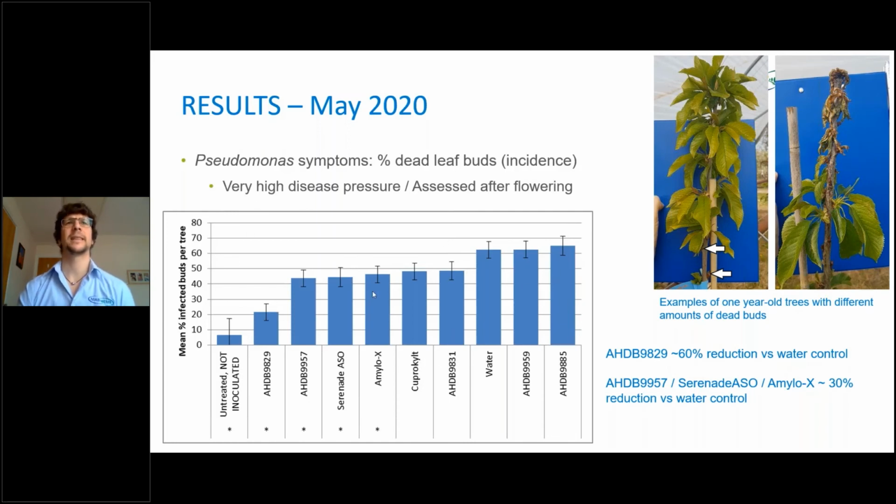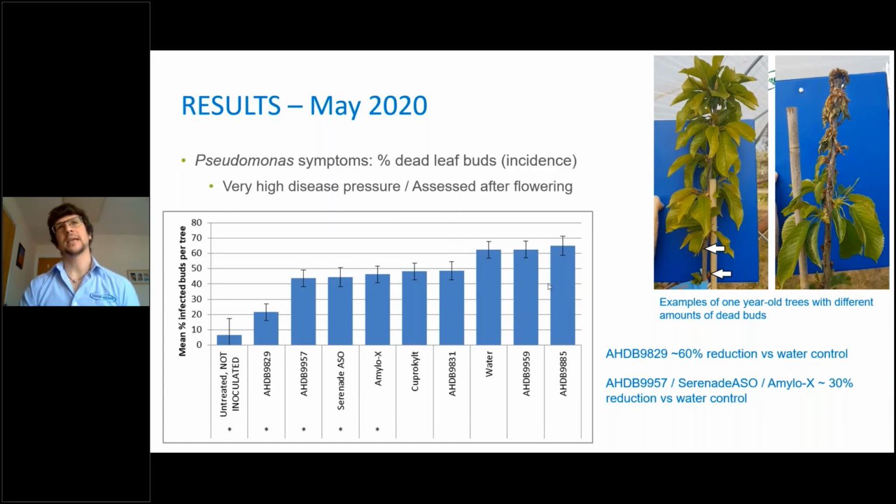And I have to say, this was assessed under very, very high disease pressure. So untreated, non-inoculated, this is your normal disease pressure. If you don't spray anything, but you don't add extra bacteria, about 7 to 8% of leaf buds may get this symptom anyway. And we had much higher, especially in water. And 2 other products didn't really do much.